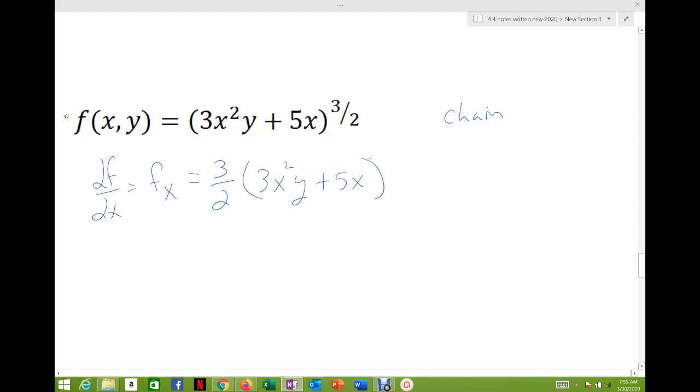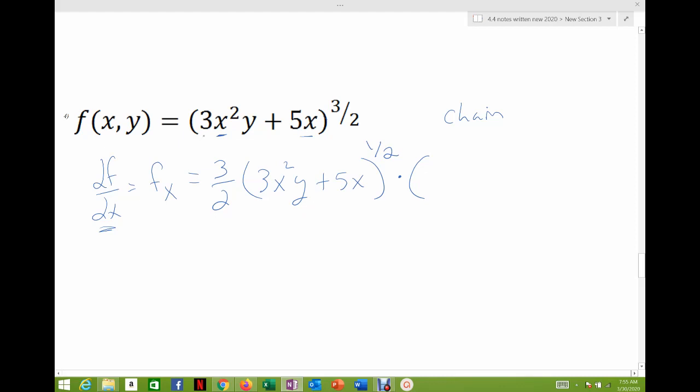But I take my power raised to 1 degree less. I take my 3 halves, subtract 1, and so I'm going to be left with a positive 1/2 out front. Alright, there's the outside. Separate, I take the derivative of the inside. So when I take the derivative of the inside, I got to pay attention to which variable I'm taking the derivative of. So it's the x part. Alright, so the x parts is what I'm taking the derivative of. Everything else is behaving like a constant.